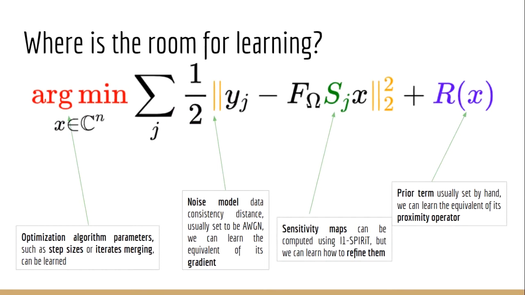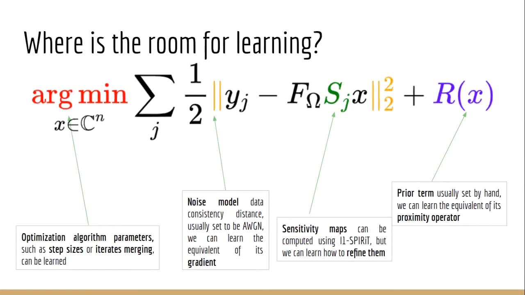And so the first part that we can look at is actually the optimization algorithm parameters. So, for example, you can think of the step size of the optimization algorithm, or you can think of the acceleration momentum when you use acceleration in gradient descent algorithms.